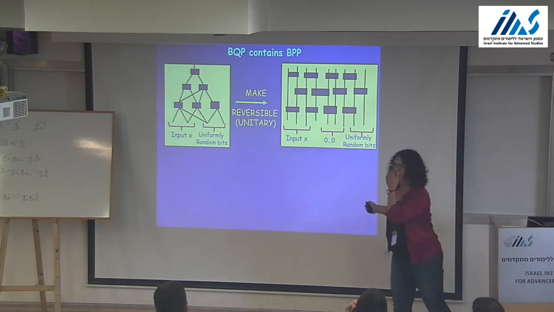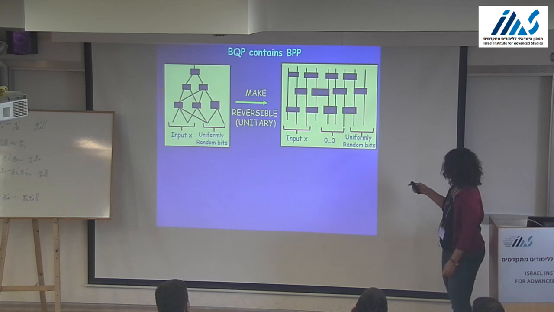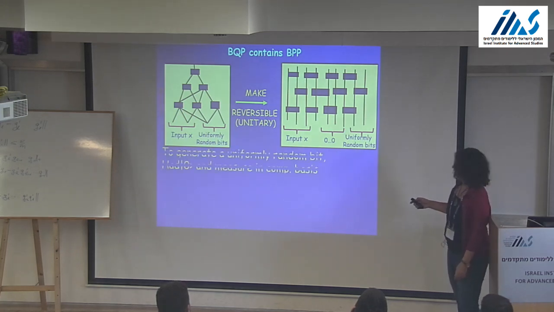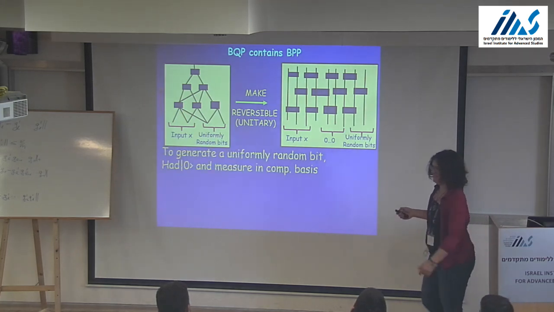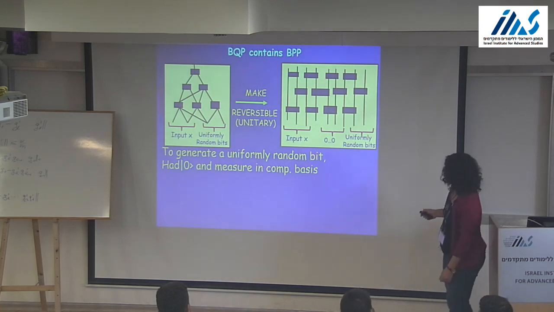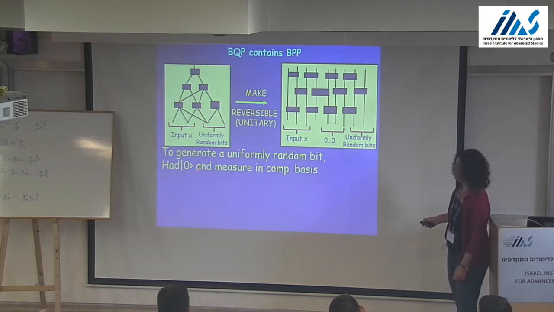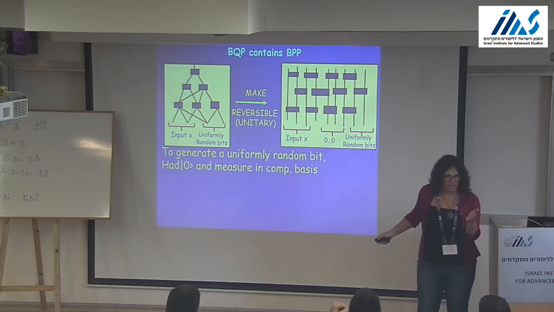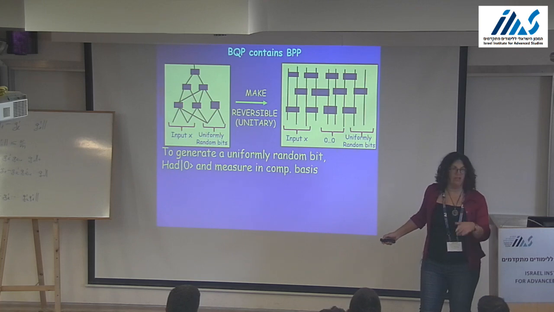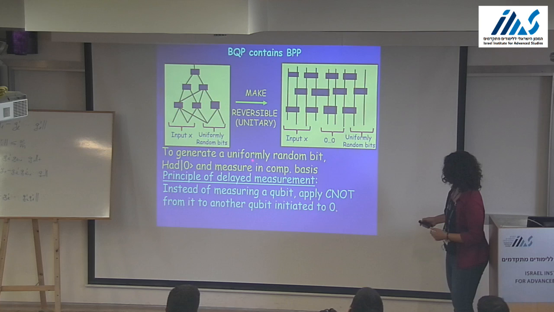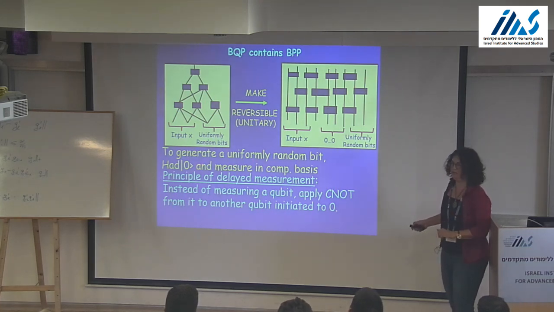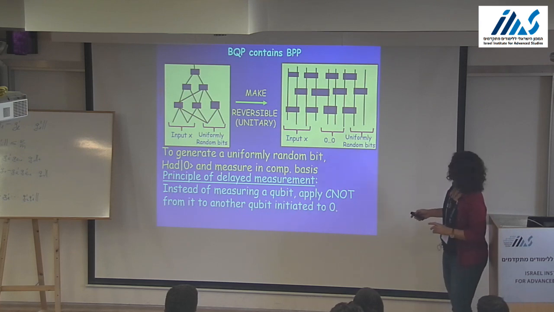Yes? How do you get the uniformly random bits? That's exactly the point. And the answer, as you were about to say, is you can generate a uniformly random bit by Hadamard on 0 and then measure. But we don't want to measure in the middle because it's a quantum circuit, it's unitary. We'll use the principle of delayed measurement, and so instead of measuring this, we'll add a qubit, apply a CNOT, and everything will look like it was measured. So that's BPP contained in BQP.